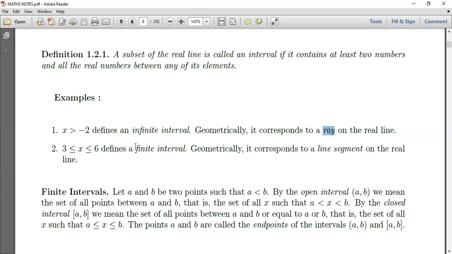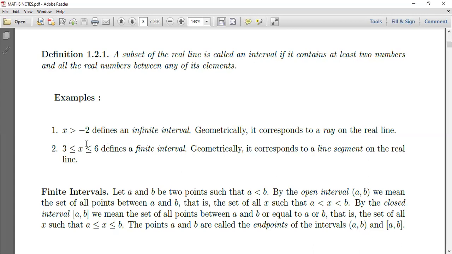Then we also have a finite interval. A finite interval is an interval like x being a number from 3 to 6. Between 3 and 6, there are infinitely many numbers. It's called a finite interval not in the sense that there are finitely many numbers.